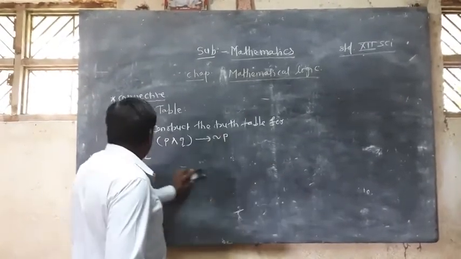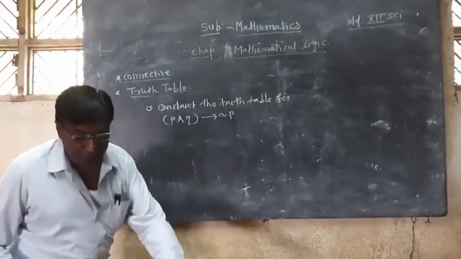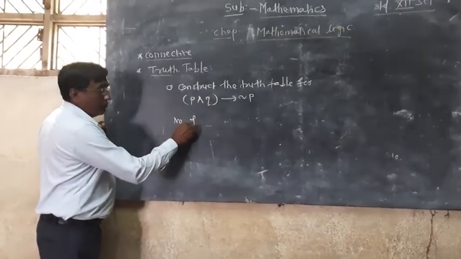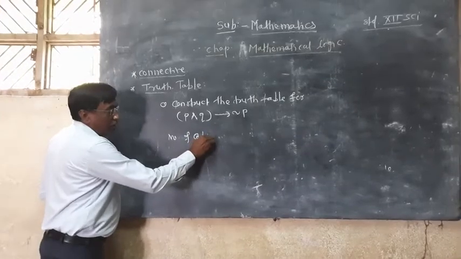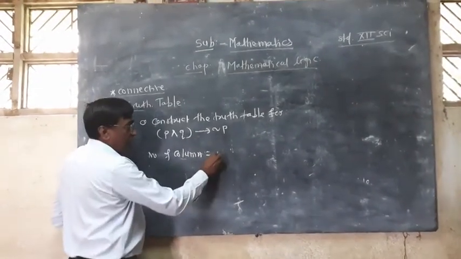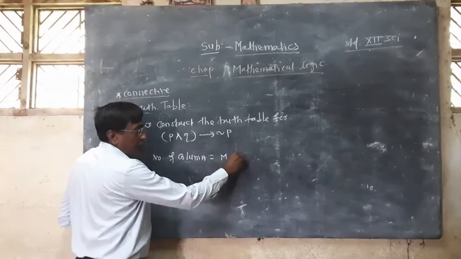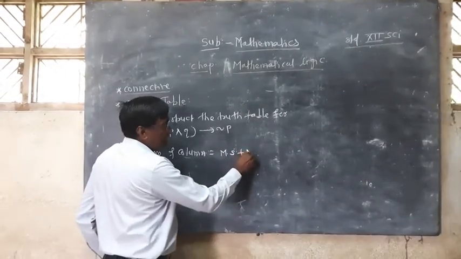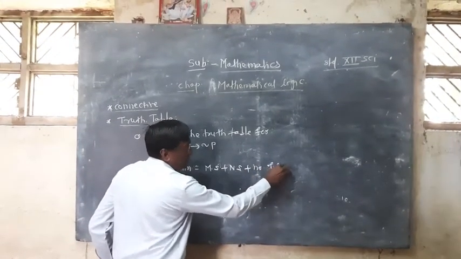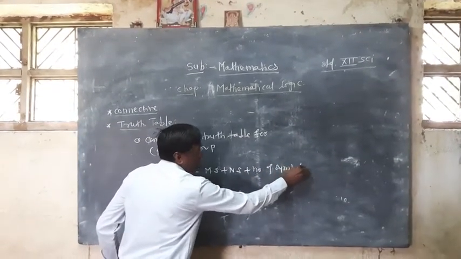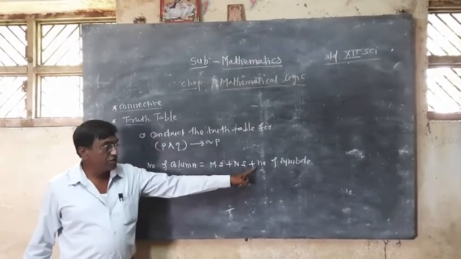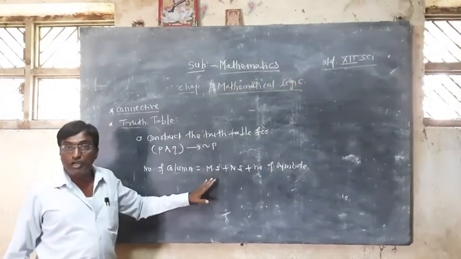Now next, number of columns. The number of columns will be decided by using this formula: number of columns is equal to the main statement plus negation statement plus number of symbols. Main statement plus negation statement plus number of symbols gives you the number of columns.